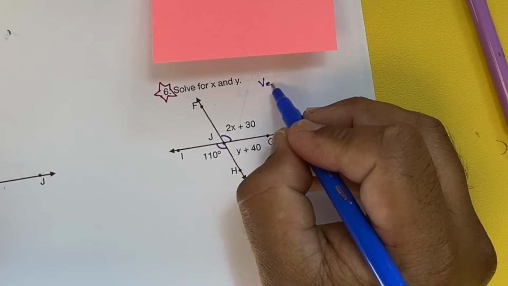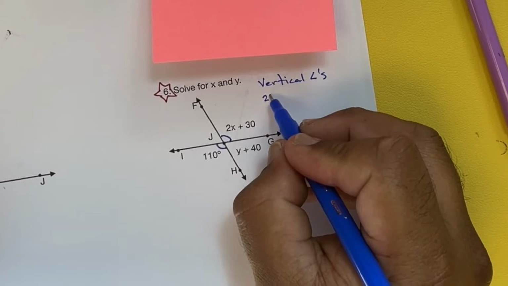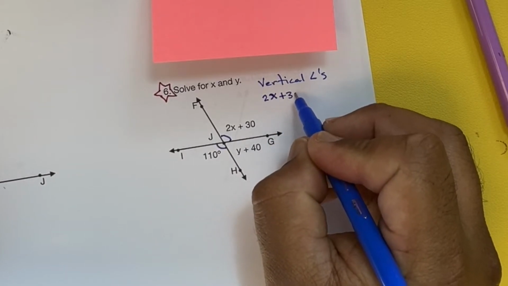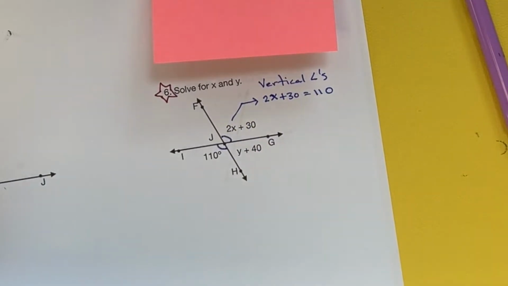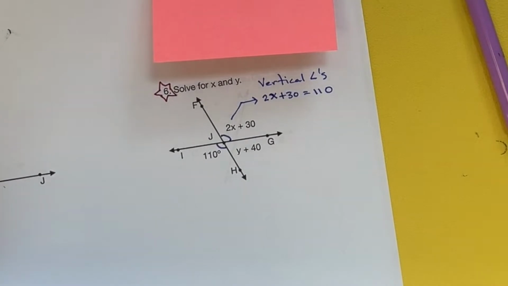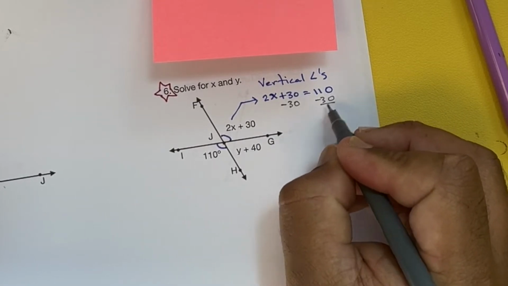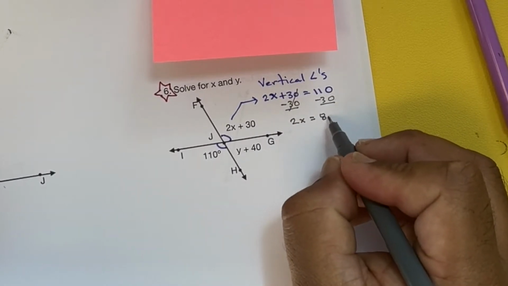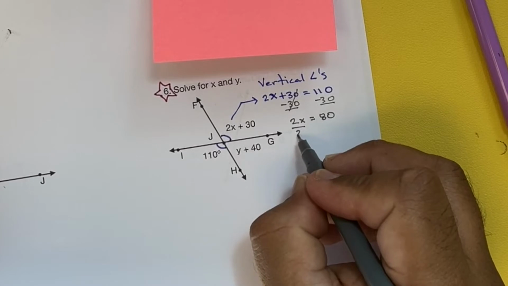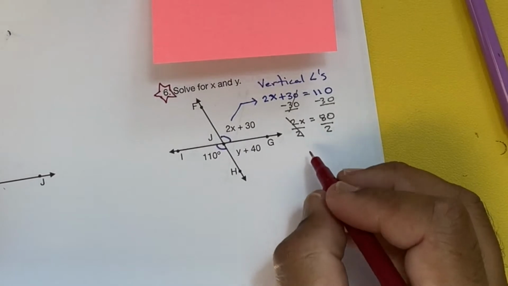So for these vertical angles, I can write that those measures are equal to each other. Okay, so those get set up like that. And then I'm able to solve for x. So I'm going to subtract 30 from both sides, and I get 2x equals 80. Divide by 2. And then I get x equals 40.